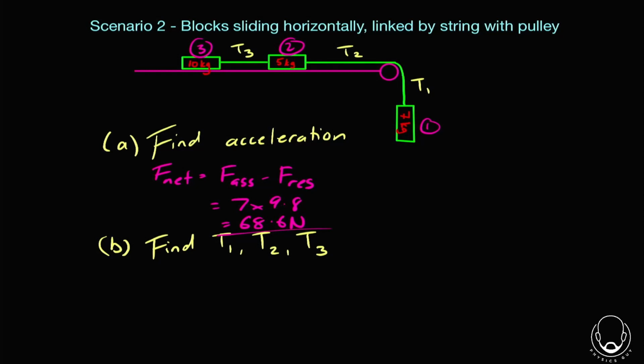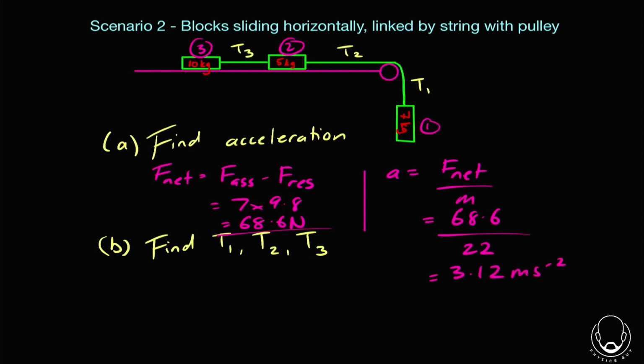Okay, again, keep in mind, this is the entire system. So when we work out the acceleration, we say acceleration is Fnet over m. So it's also going to be the mass of the entire system, which if you have a look at it, is 7 plus 5 plus 10, which is going to give us 22. And that'll give us an acceleration of about 3.12 m/s². And that's our final answer. All right, so 3.12 m/s² is our acceleration of the entire system.